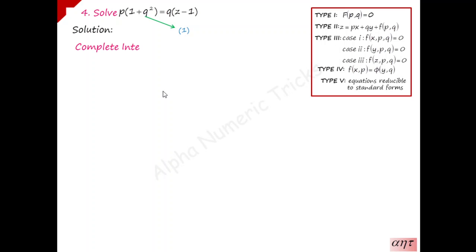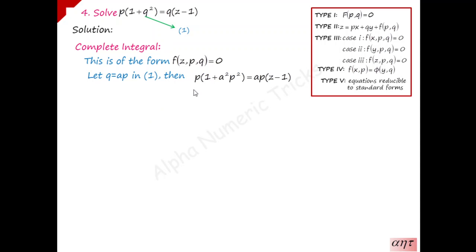First we have to write the complete integral. The procedure is similar to that of the previous problem. Only thing is the equation is different. Now this is of the form f of z comma p comma q is equal to 0. Now we have to substitute q is equal to ap in the given equation 1. Then the problem becomes p into 1 plus a square p squared is equal to ap into z minus 1.